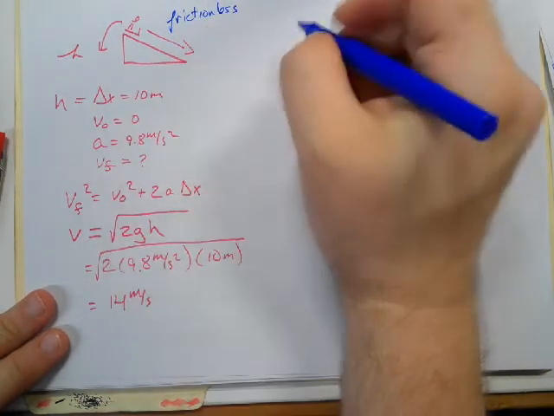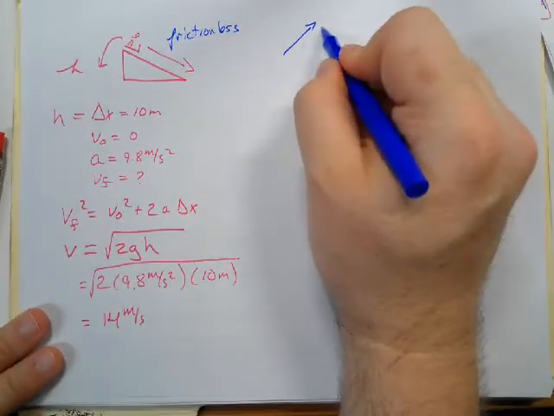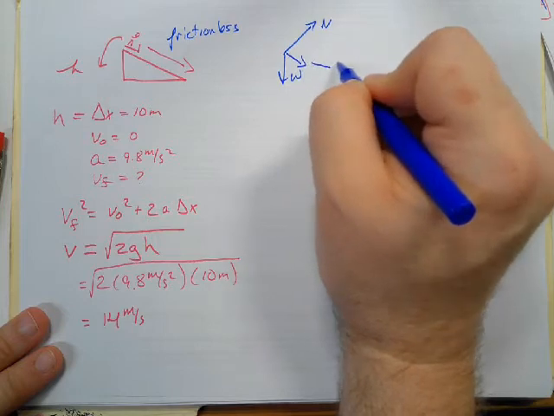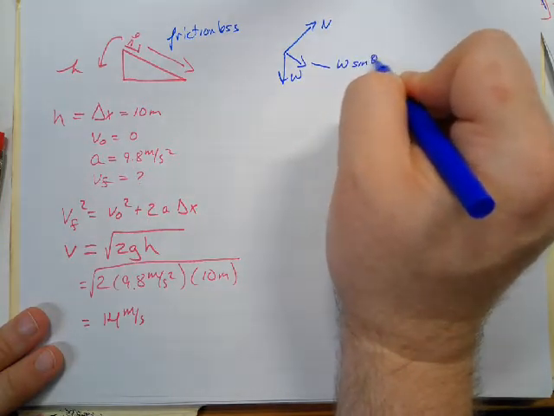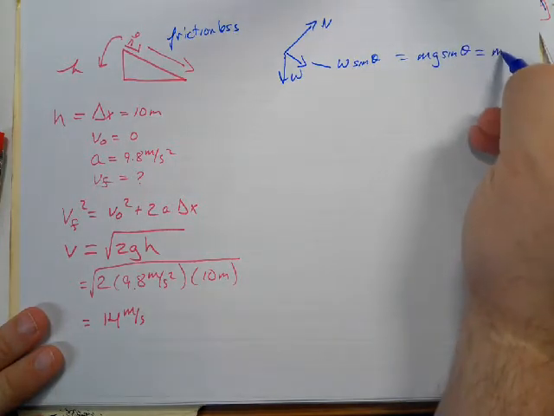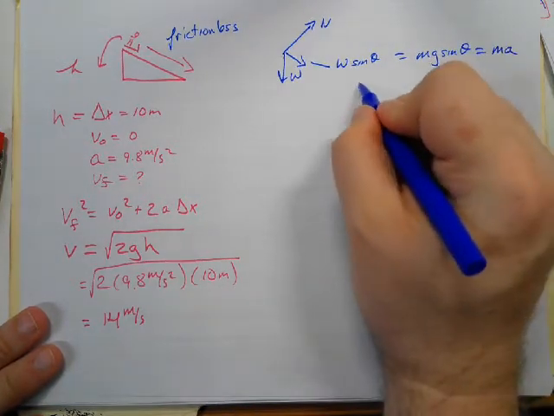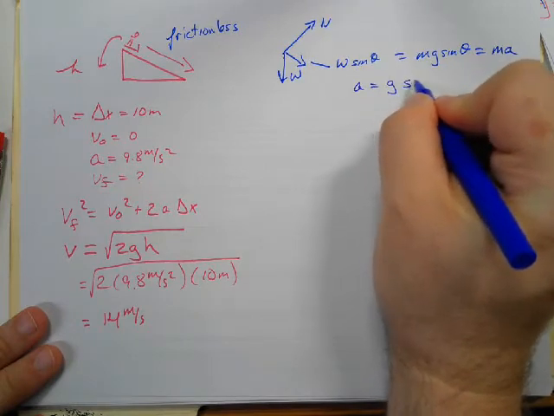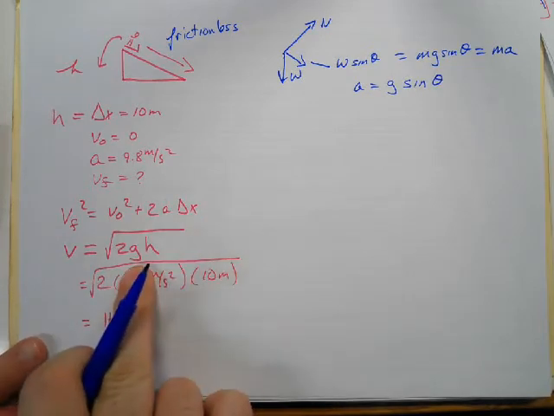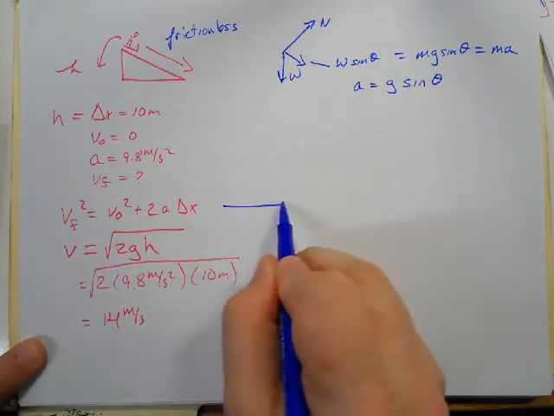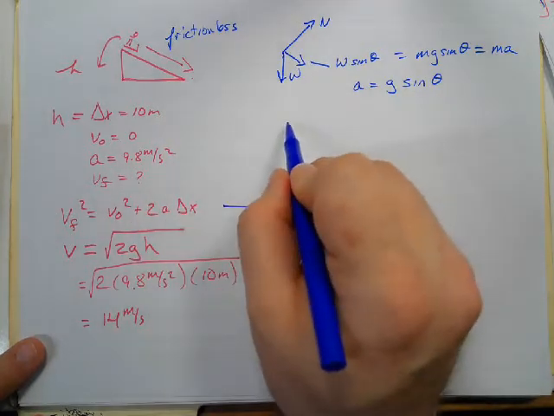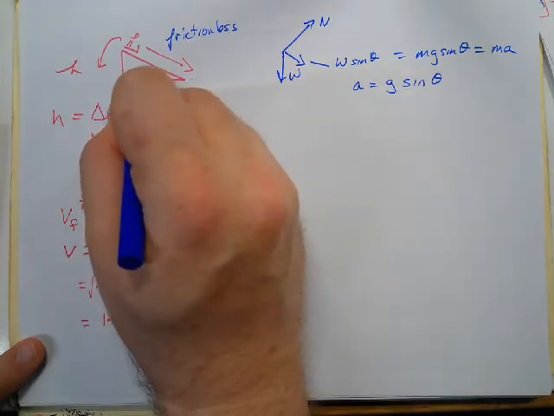Going down the ramp this way, you have a normal force and a weight force, and the part that makes it go down the ramp is the weight times sine theta. But that's the mass times acceleration. So our acceleration is g sine theta. So we can look at it in terms of this problem. We still know the same things to get to the bottom of this ramp. Now let's say theta is 30 degrees.